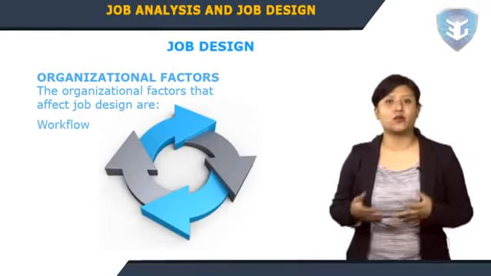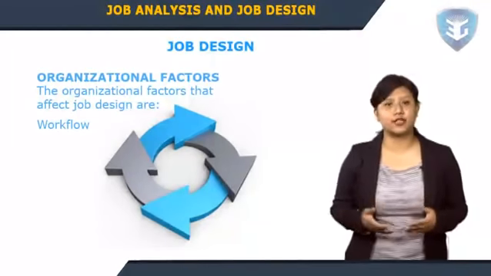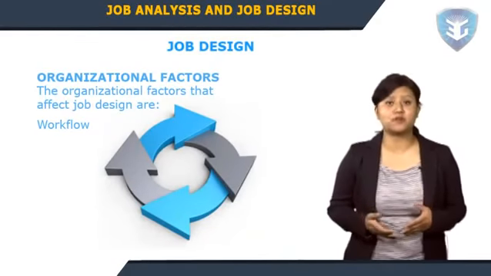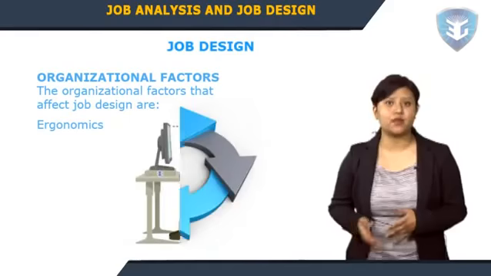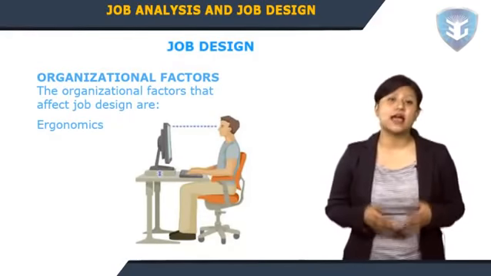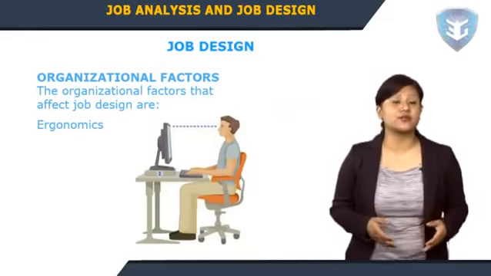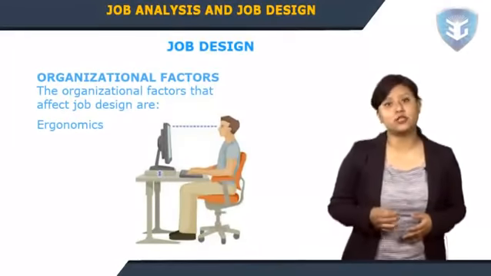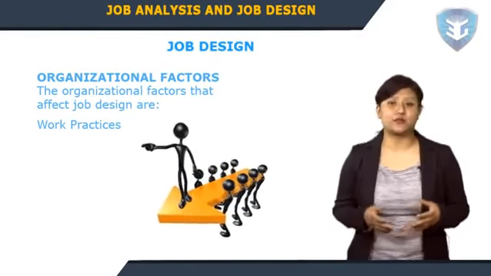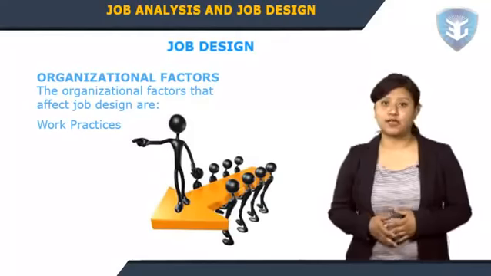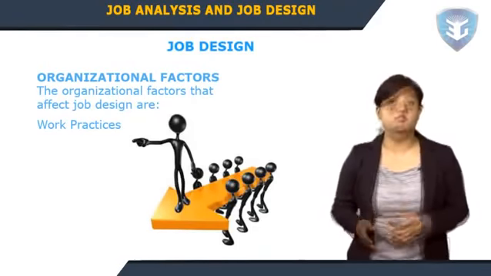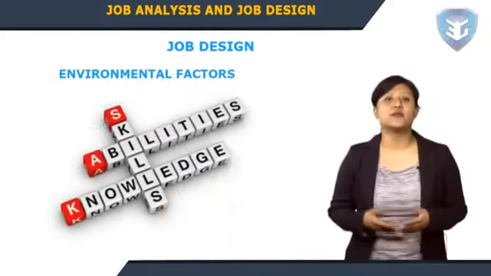Workflow. The flow of work in an organization is strongly influenced by the nature of the product. This product usually suggests the sequence and the balance between jobs if the work is to be completed efficiently. Ergonomics. Ergonomics is concerned with the designing and shaping of the jobs as per the physical abilities and the characteristics of individuals so that they can perform the jobs effectively. Work practices. Work practices are the set methods of performing work. This can affect the job design as there is little flexibility in designing the job, especially if the work practices are approved by employee unions.